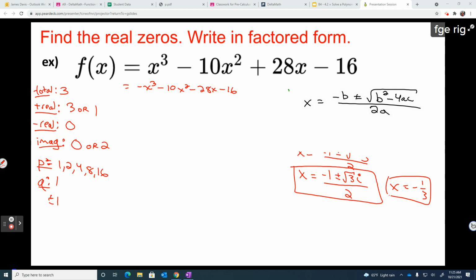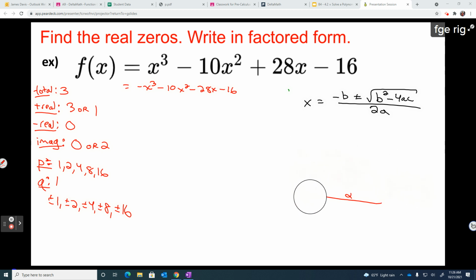So it's going to be plus or minus 1, plus or minus 2, plus or minus 4, plus or minus 8, plus or minus 16. Now we know there's no real negatives, so we can throw out all the negatives. We know it's got to be a positive number. Now we just got to figure out what the positive number is. Where do you guys want to start? 2? Start with 2? Okay, we can try that.